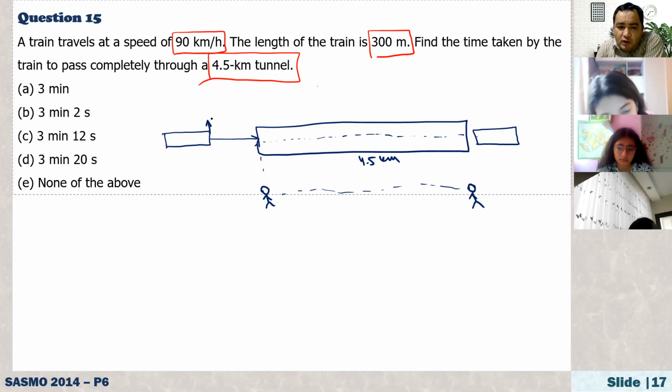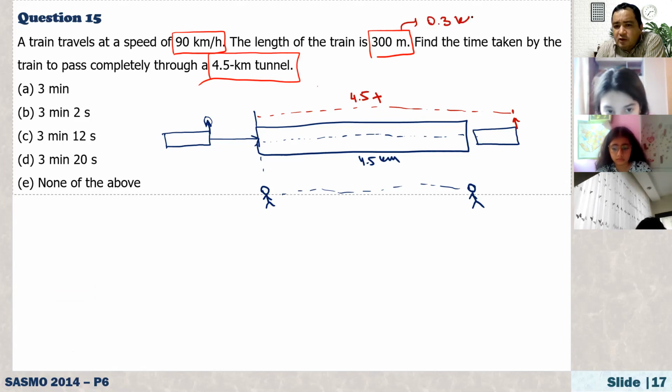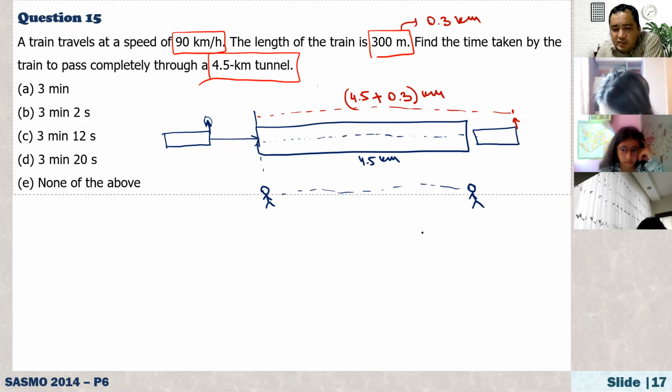The question is, number one, what is the distance covered by the head of the train? It is this distance. This one is the head of the train. So it is the length of the tunnel plus the length of the train. What is the length of the train? 300 meters, which is equal to 0.3 kilometers. And do we know the speed? Yes, the speed is 90, not changing. So what is the time then? Time is equal to simply distance over speed.